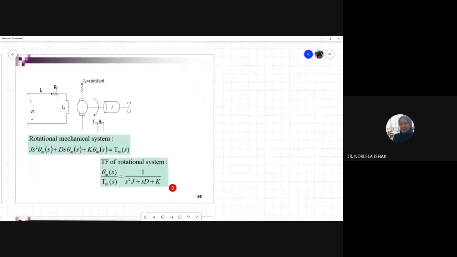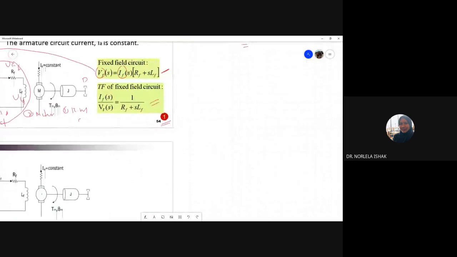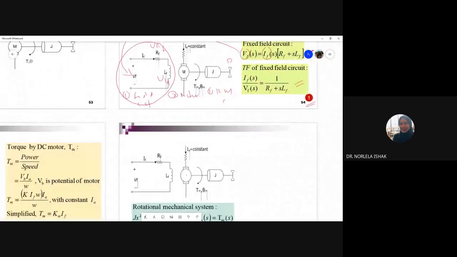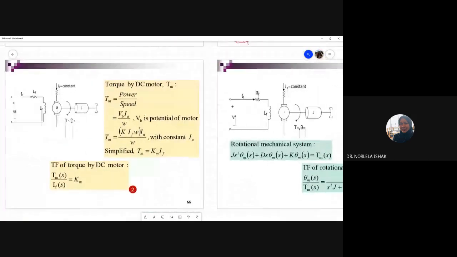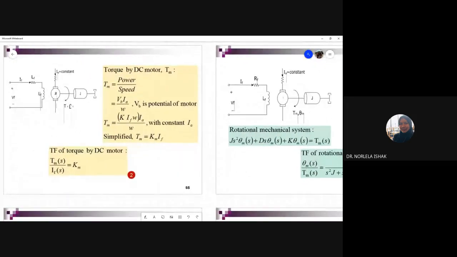So how about the current? The next one, torque produced by the DC motor. Same with the armature, but for this one the torque is proportional to IF, because this is the armature, right? Sorry, this is the field circuit. So torque is proportional to the IF. So we simplify, and you can get this one.